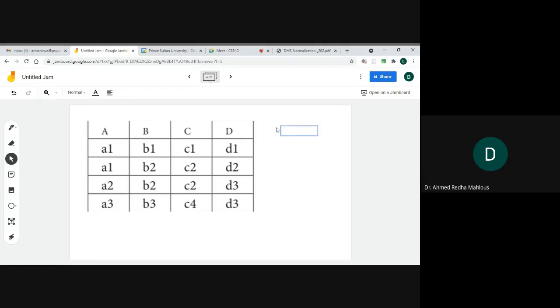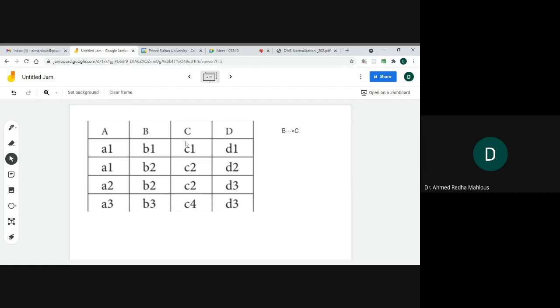If I tell you B to C, can this be considered a functional dependency or not, without any violation? What is meant by B to C? Just look at the columns: B1, B2, B2, B3, A1, A1, A2, A3. My question is, do we have this rule? That means each time I have an attribute B, I will automatically have the attribute C. This is B, and this is C, which means here I have B1.